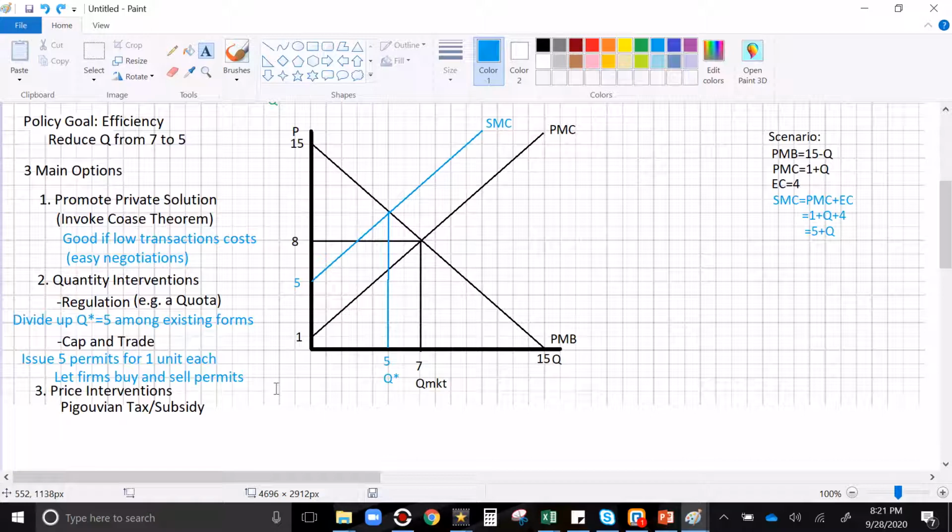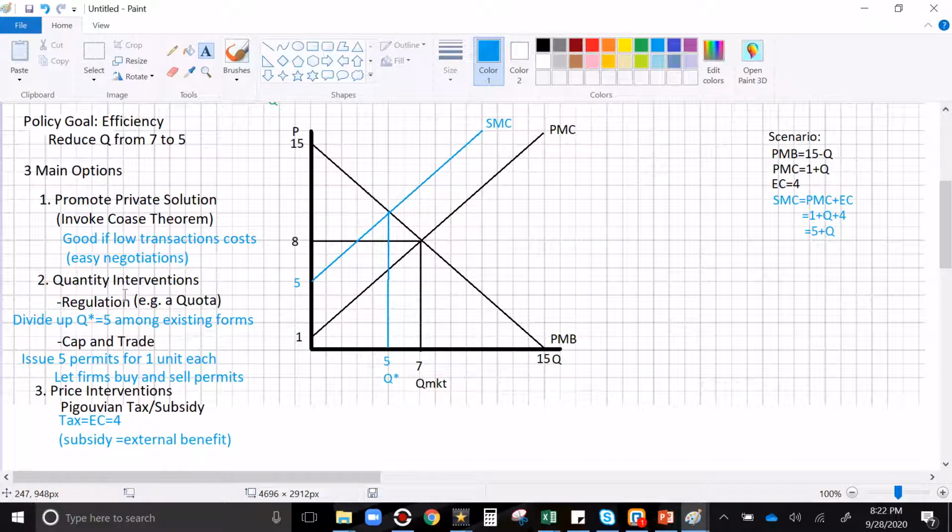And our last option is a price intervention. And I'm going to use the Pigouvian tax example. We tax external costs to make bad things more expensive, and we tax when there are external benefits to make them less expensive. So in this case, we would set the tax equal to the external cost, equal to 4. And if there had been an external benefit, we would set a subsidy equal to that.